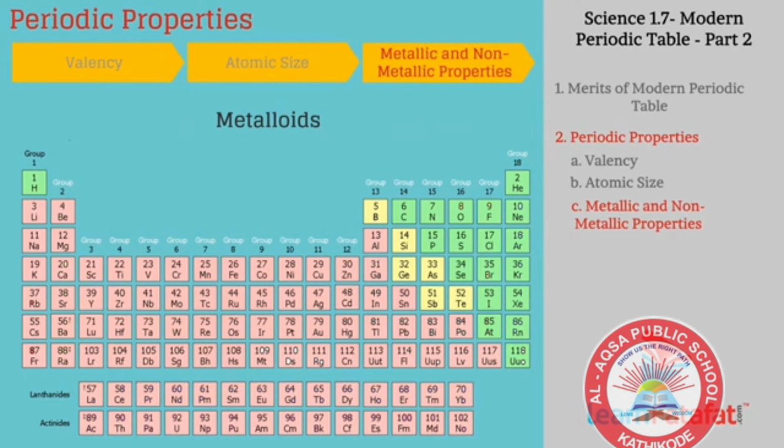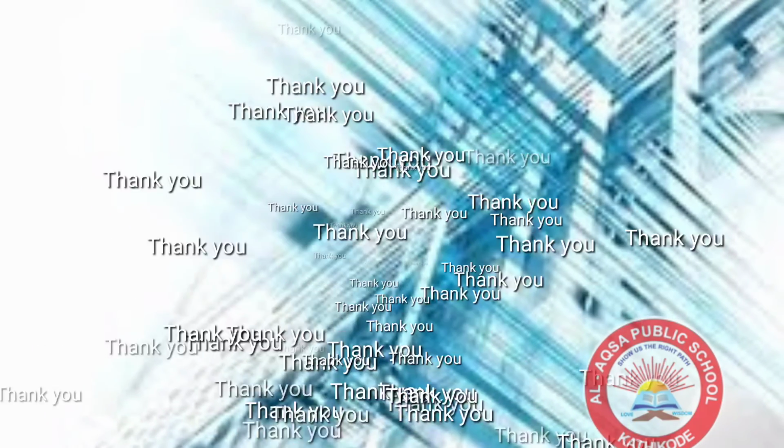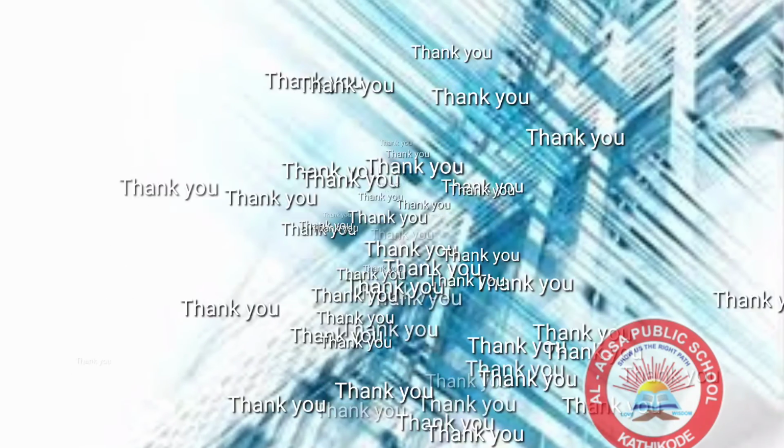In the modern periodic table, a zigzag line separates metals from nonmetals. The borderline elements boron, silicon, germanium, arsenic, antimony, tellurium and polonium are intermediate in properties and are called metalloids or semi-metals. So my dear students, we have completed our lesson 5 also.